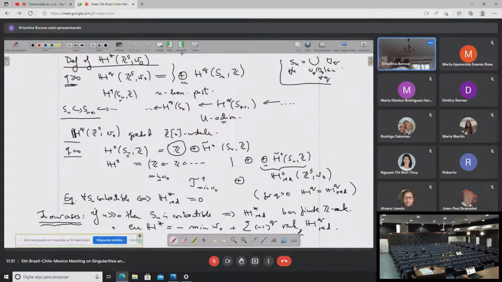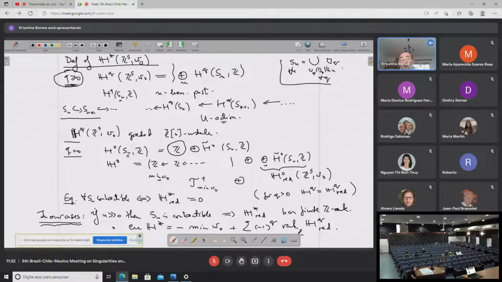Okay, so let's see, 31. So what is the cohomology? The cohomology is that I consider all these spaces as Sn, and I take the direct sum over this n of the usual cohomology HQ of Sn. So I fix Q, and then for this n, Sn is given as a union of cubes with weight less than n.